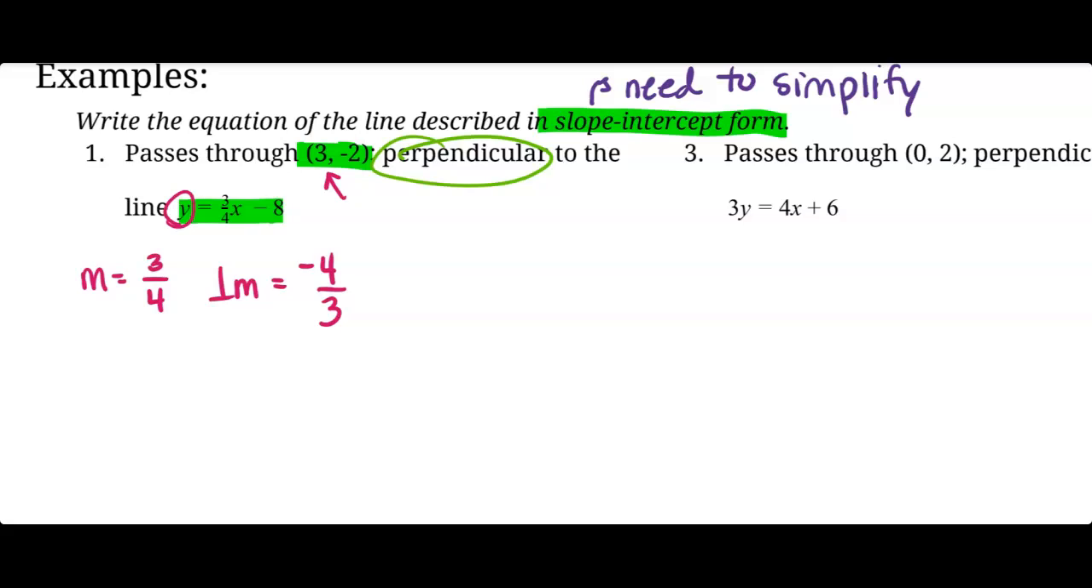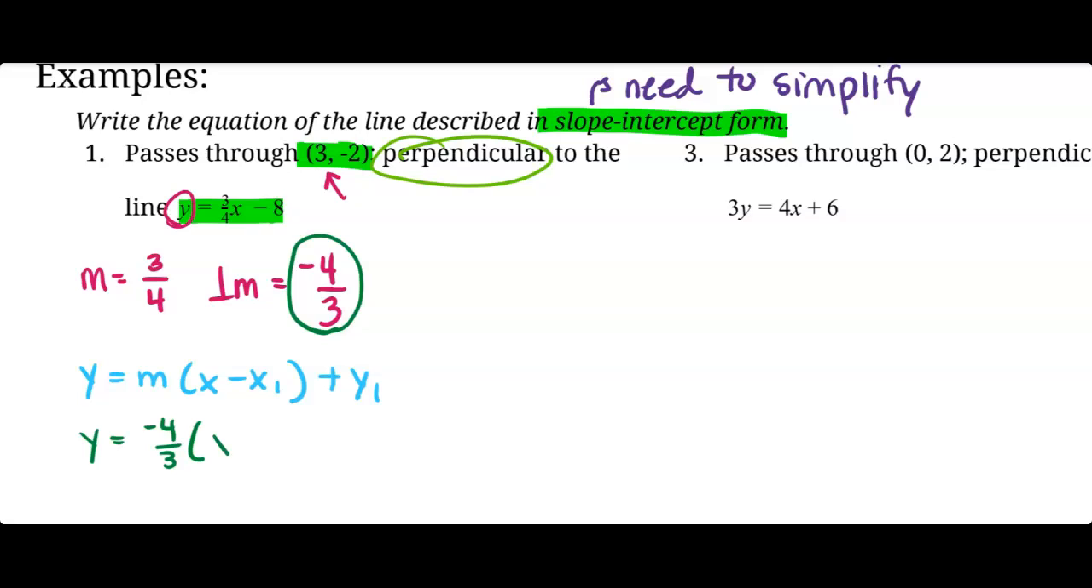Once you've done that, the process is the same as yesterday with parallel lines. So we're going to plug into our point-slope form. Now, the biggest thing students usually mess up on is they use the original slope. You don't want to use the original slope. We switched it. Why would we switch it and not use it? So you want to use the slope that you've created. So we're going to plug in that -4/3. We'll have x minus our point of 3, minus 2.